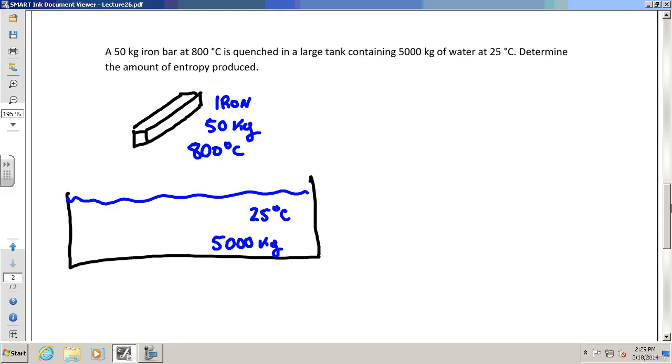And recall the following analysis. If I want the amount of entropy generated, S gen, I'm going to need the change in entropy of both things that are involved. In these problems, there's almost always 2 pieces involved. There could be more than 2 pieces, but generally there's 2 pieces. In this case, it's the iron and the water. So it's going to be the change in S of the iron plus the change in S of the water. That's going to get the total entropy generated.